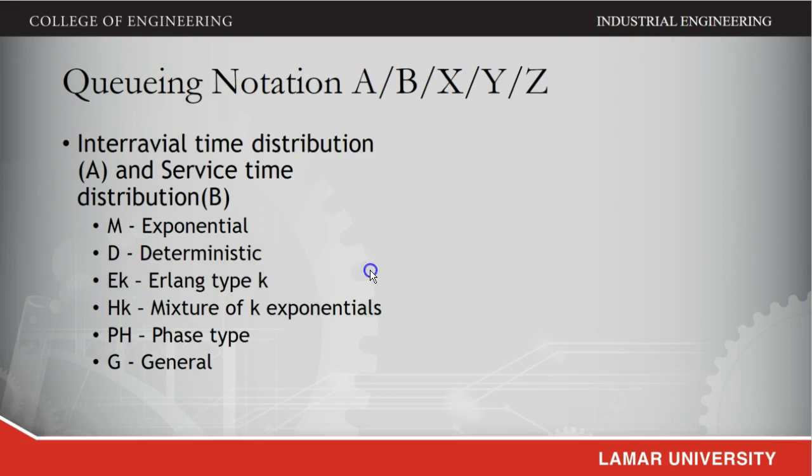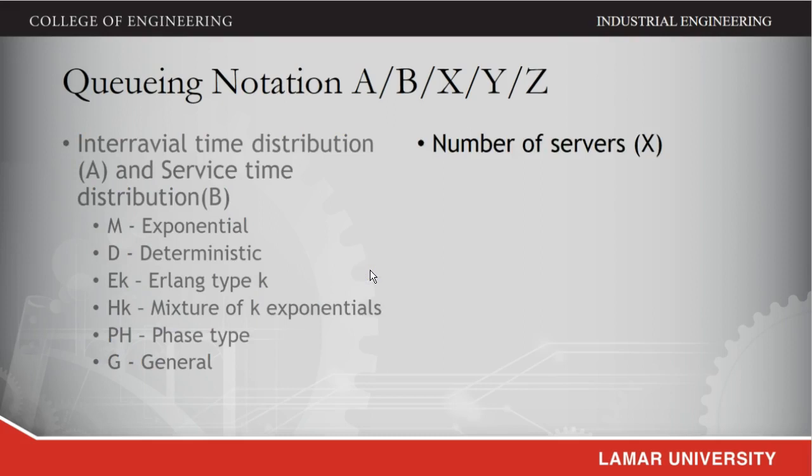The other parameters that we have are the number of servers in the third spot, and the restriction on capacity in the fourth spot. And what we mean by restriction of capacity is if you have 3 servers and you can make a line of up to 5 beyond the 3 servers, then the capacity of the system would be 8: 3 in the number of servers plus 5 in the line.